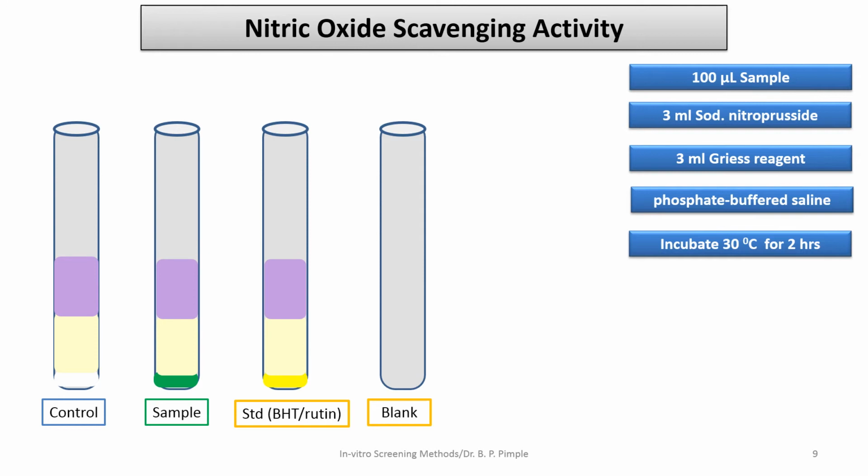Upon addition of Griess reagent, later the blank solution is to be added with phosphate buffer saline solution, and we need to incubate this at 30 degrees for 2 hours. This incubation generates nitric oxide in the test tube because sodium nitroprusside is there, water is there, so it leads to generation of nitric oxide.